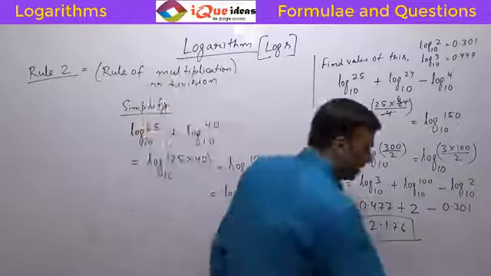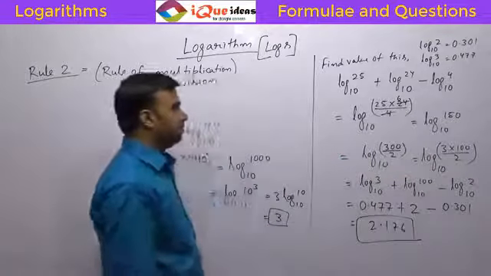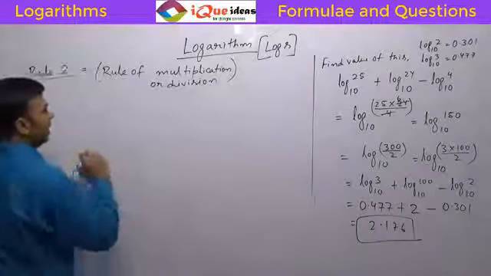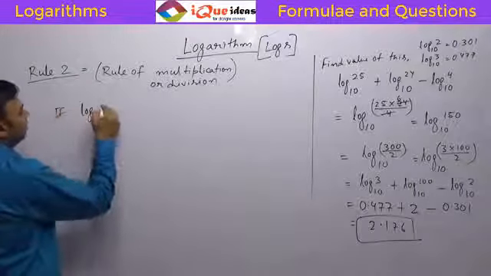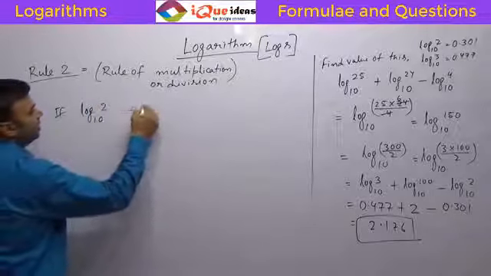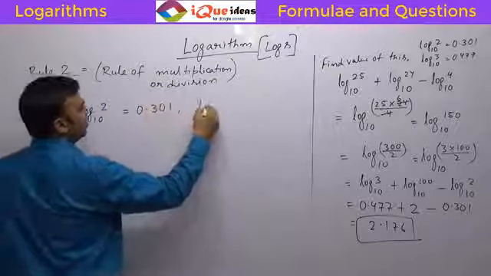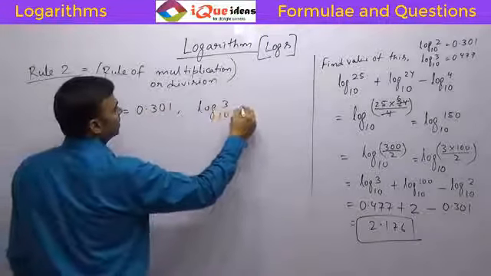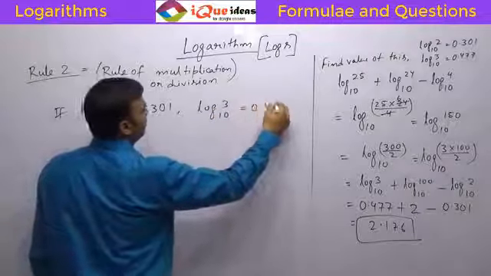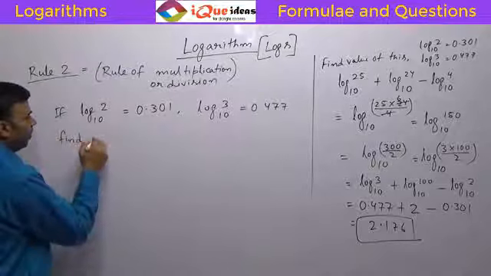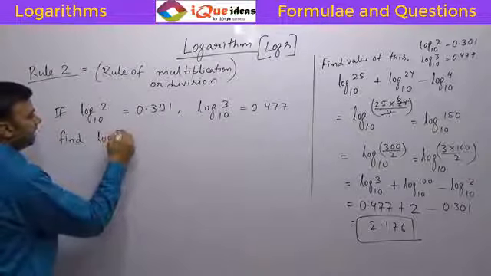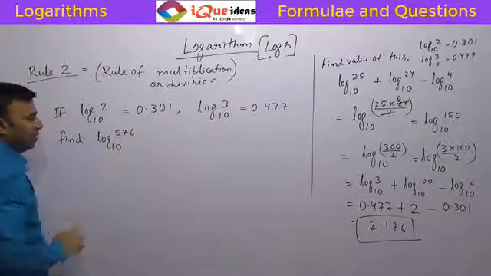So this is the second rule of log. Suppose we use the same data and it says log 2 to the base 10 is 0.301, log 3 to the base 10 is 0.477. And the question says find the value of log 576 to the base 10. How do we do this?